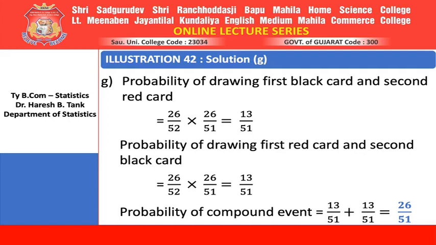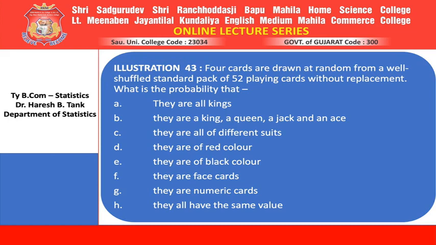Let us have one more example. 4 cards are drawn at random from a well-shuffled standard pack of 52 playing cards without replacement. Without replacement means dependent. Fine. What is the probability that they are all kings? They are king, queen, jack and ace. They are all of different suits. They are of red color. They are of black color. They are face cards.